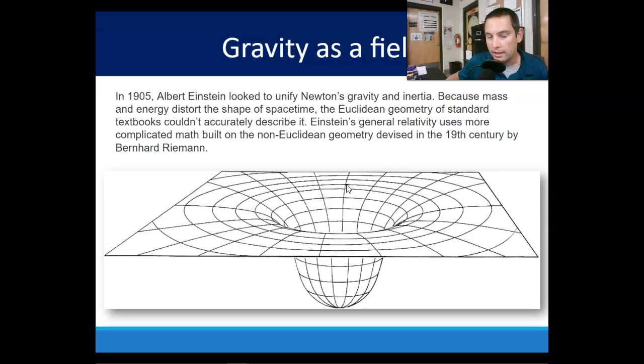Later on, in 1905, Albert Einstein came along and looked to unify gravity and inertia. Because mass and energy distort the shape of space-time, Euclidean geometry of standard textbooks couldn't accurately describe it, so Einstein's general relativity uses a more complicated math built on the non-Euclidean geometry devised in the 19th century by, you'll know this guy, Bernhard Riemann. Riemann sums, right? Math class.